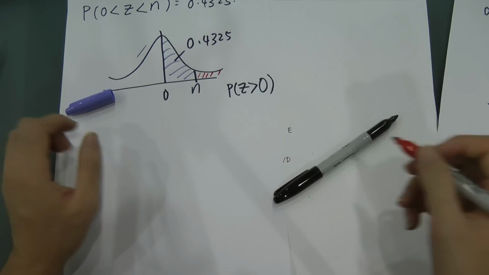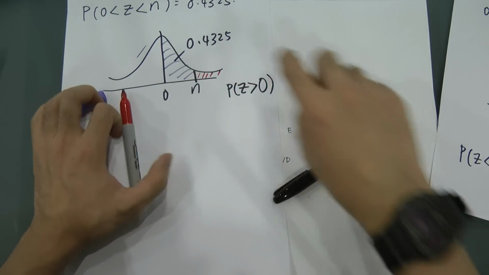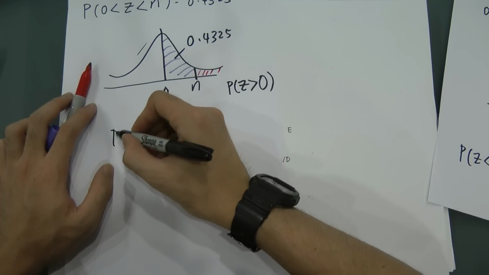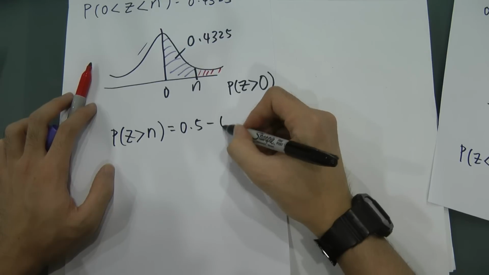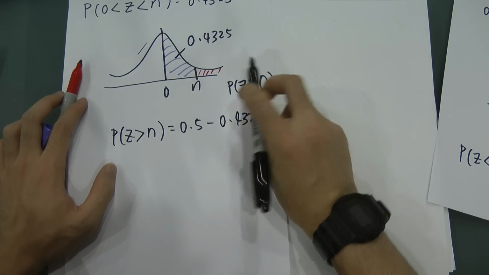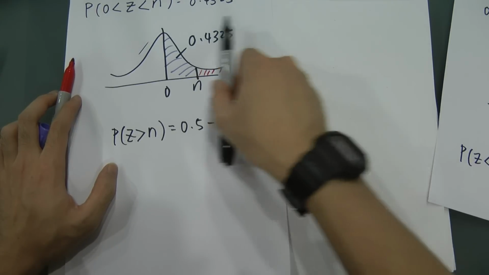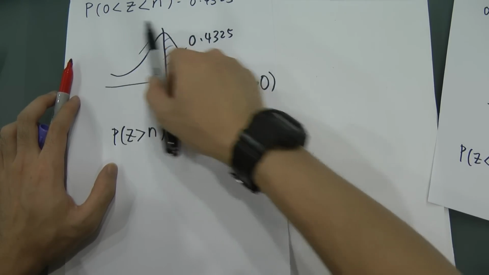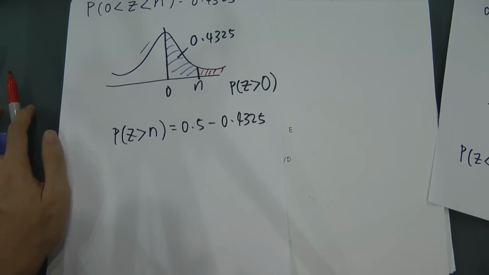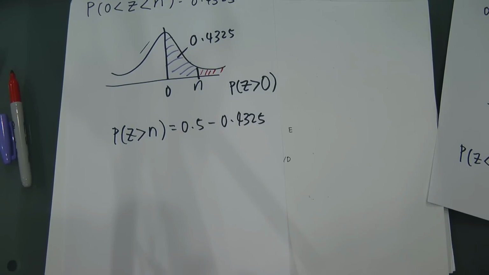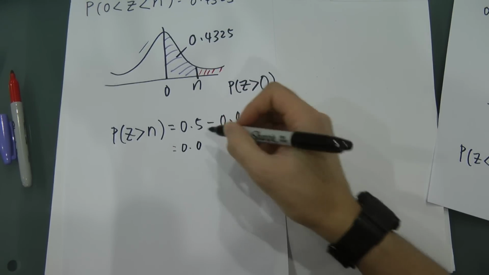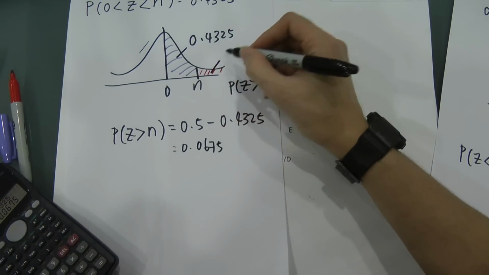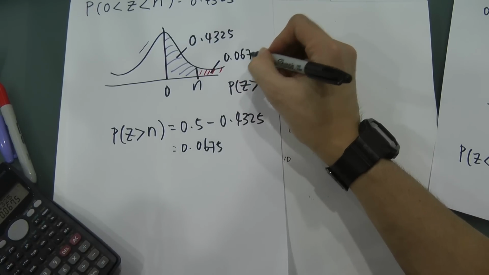If Z is bigger than n, it will be this area, so I have to find the value for this area. In order to find it, the whole half is 0.5. Therefore, if Z is bigger than n, you have to use 0.5 minus 0.4325. And the purple area is given above here. So you use the calculator and press 0.5 minus 0.4325. So you will get 0.0675. That means this red color area will be 0.0675.